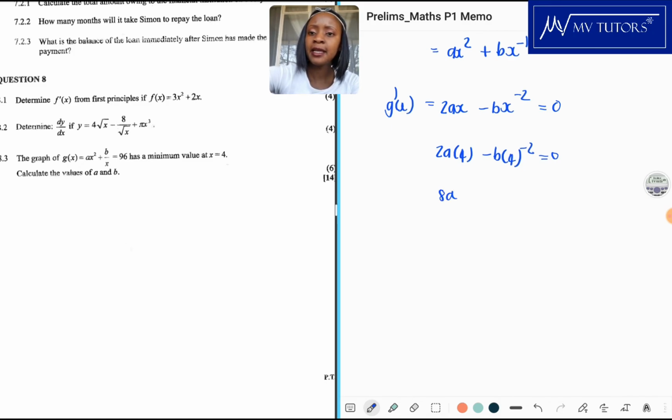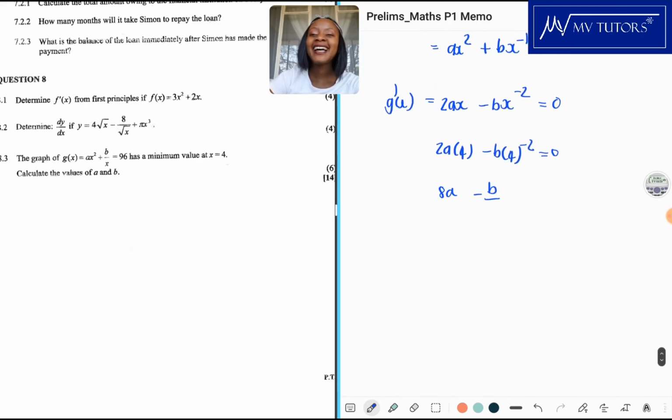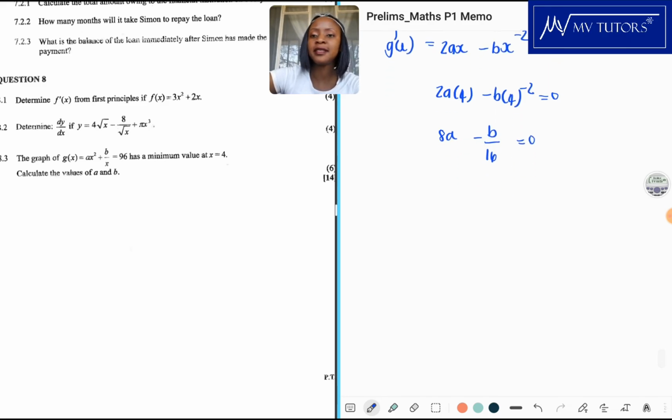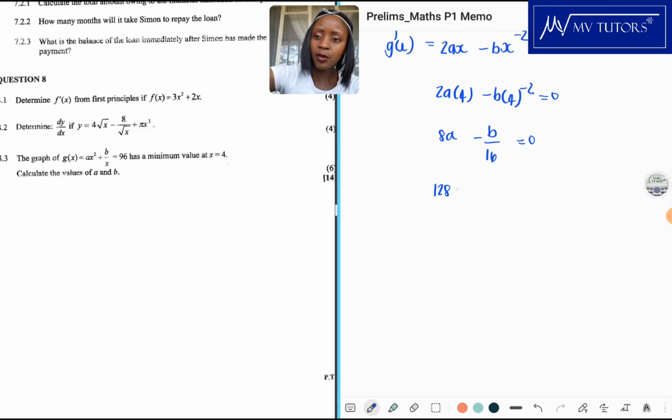So I have 8a. 4 to the power negative 2 is the same as 1 over 4 squared. So I have minus b over, I just thought of something, but anyway, I have negative b over 16. So I can multiply everything by 16. Let's just see, what is 8 times 16? 128a minus b is equal to 0. Calculate the values of a and b.